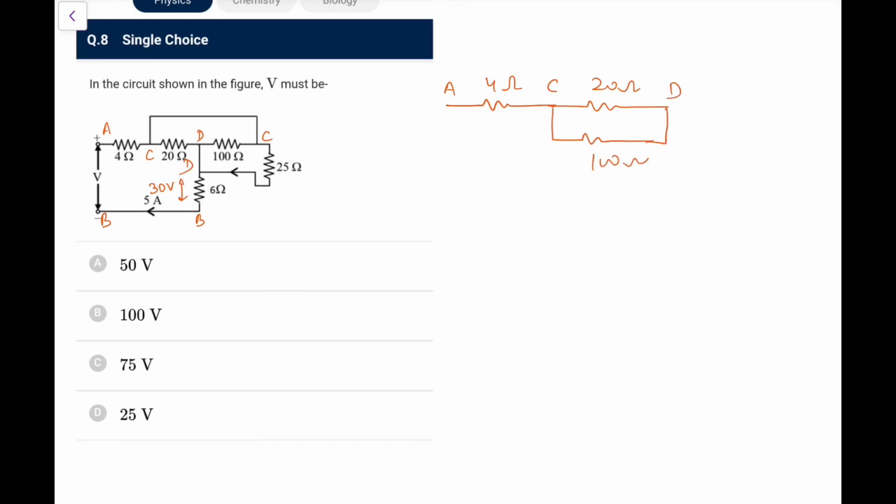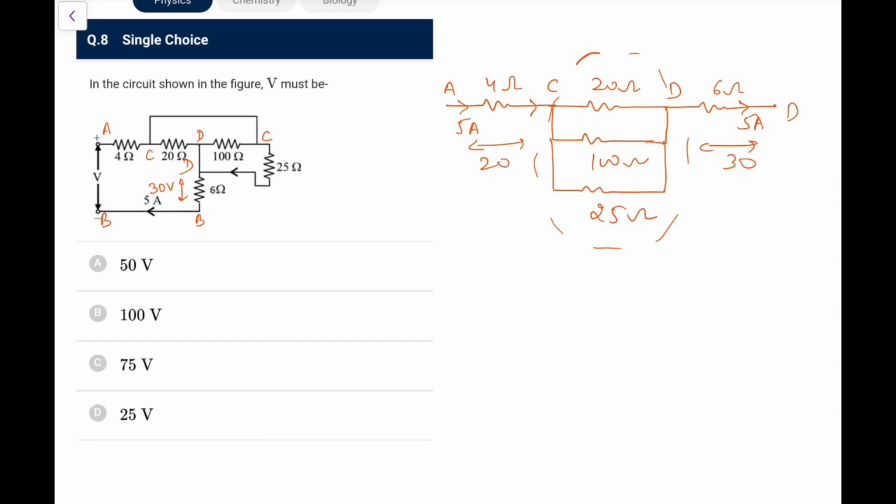Between C and D, I have 20, 100 and also 25 ohm. So these three are in parallel. Between D and B we have 6 ohm. And this is 5 ampere, so this will be 5 ampere, this will be 5 ampere. So 5 × 6 is 30, I calculated; 5 × 4 is 20, I calculated. Now this 5 ampere is going through this combo.